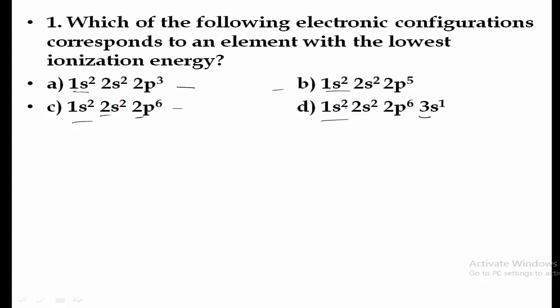So thus as the number of shells increases, atomic radius will also increase, and due to the increase in atomic radius, the ionization energy decreases. So among these four, the configuration which has the lowest ionization energy will be D. So therefore option D is the right answer. Okay, so this is how by using electronic configurations we can say which one is having the highest ionization energy and which one is having the lowest ionization energy.